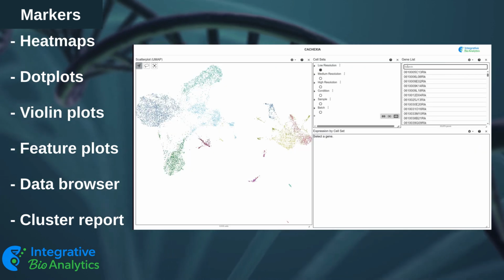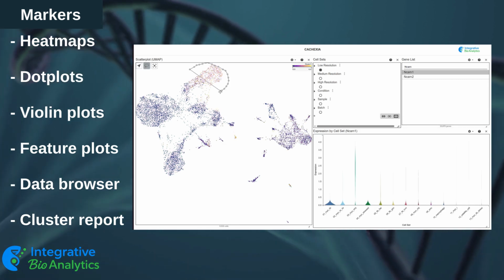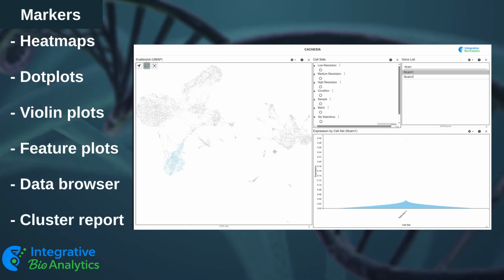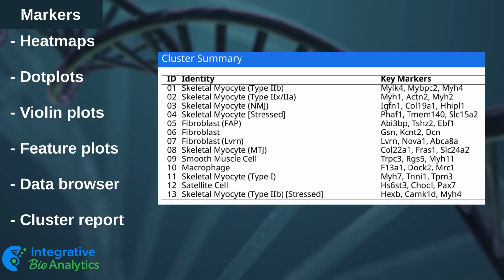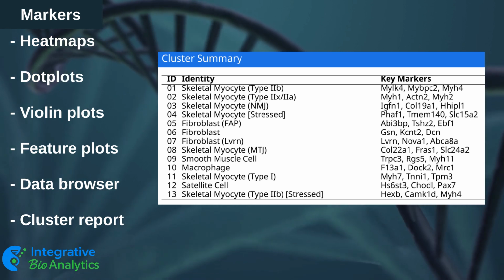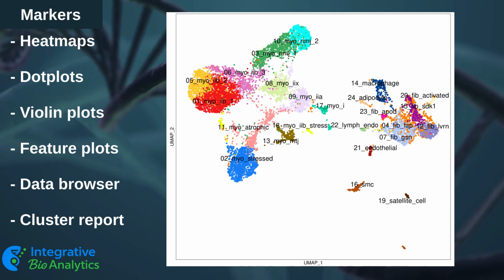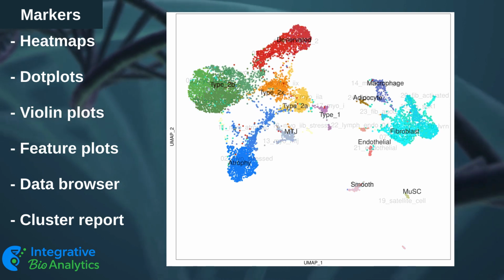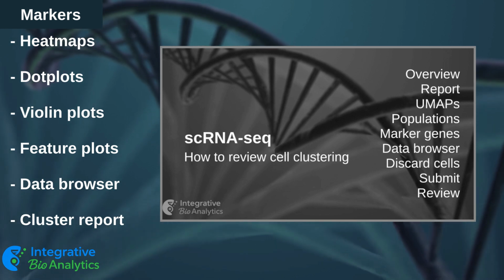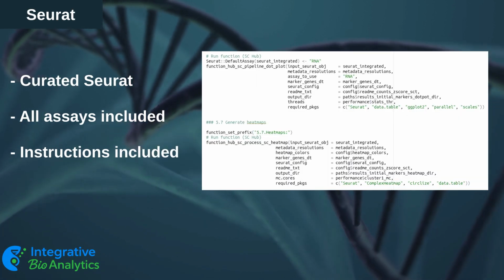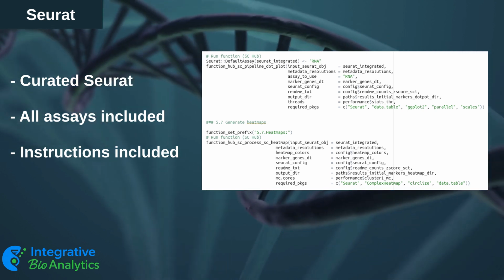To explore your data easily, use the interactive browser. You can check the expression of all your genes and even create your own clusters. All this data is integrated in a cluster report where we include AI-assisted cell type identification. We will work with you to refine the final clusters for downstream analysis. Check this video for more information about the process. The analysis also includes a curated Seurat object for RStudio and instructions to use it.